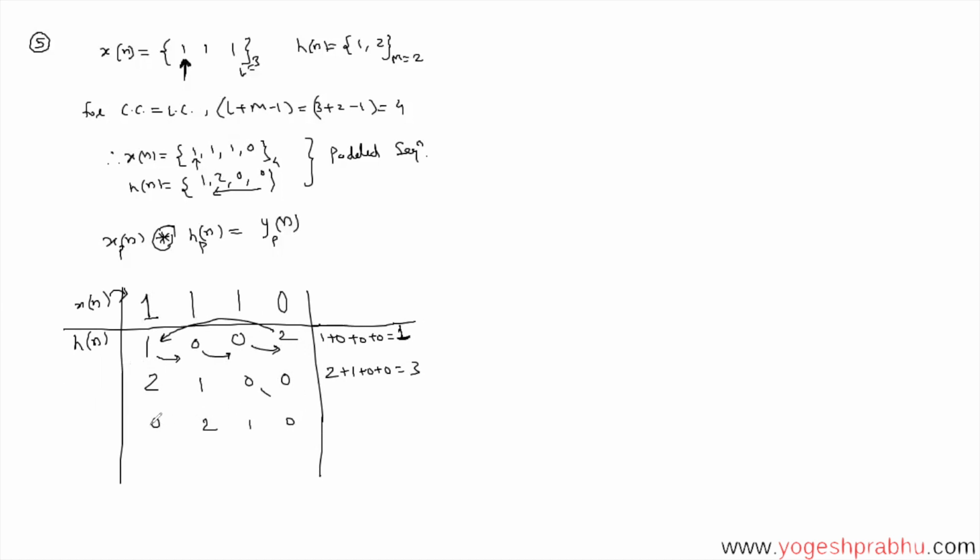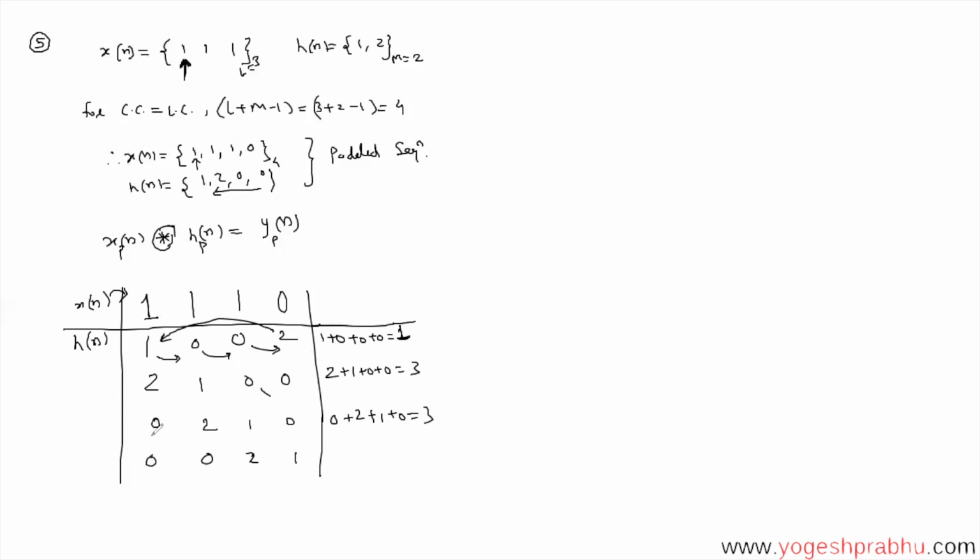Then multiply with x of n again. So it's 1 and 0, 0. Then 2 and 1, 2. 1 and 1, 1. 0 and 0, 0. That's 3 again. Keep shifting. So write down 2 here, 1 here, this 0 here, and this 0 here. Basically, this 0 shifted, this 2 shifted, this 1 shifted, and this 0 jumped back.